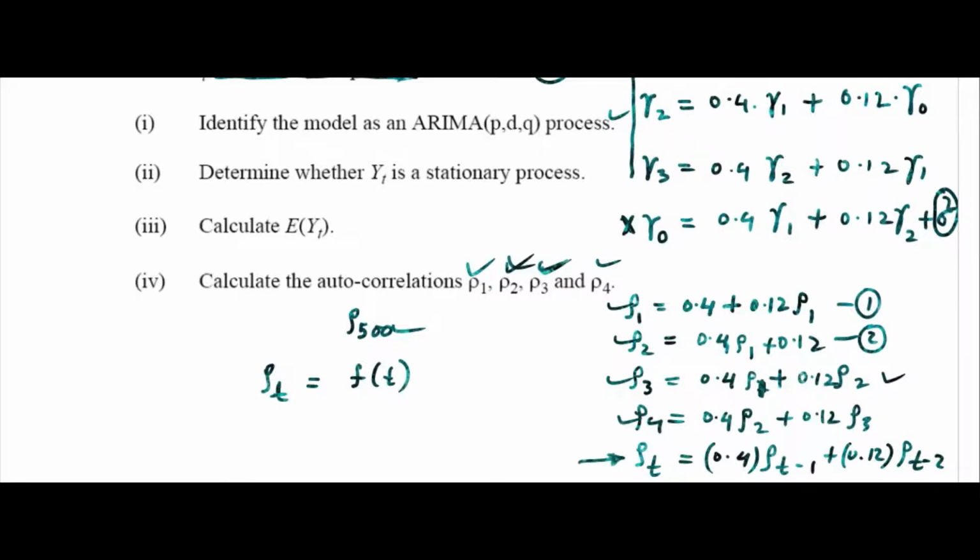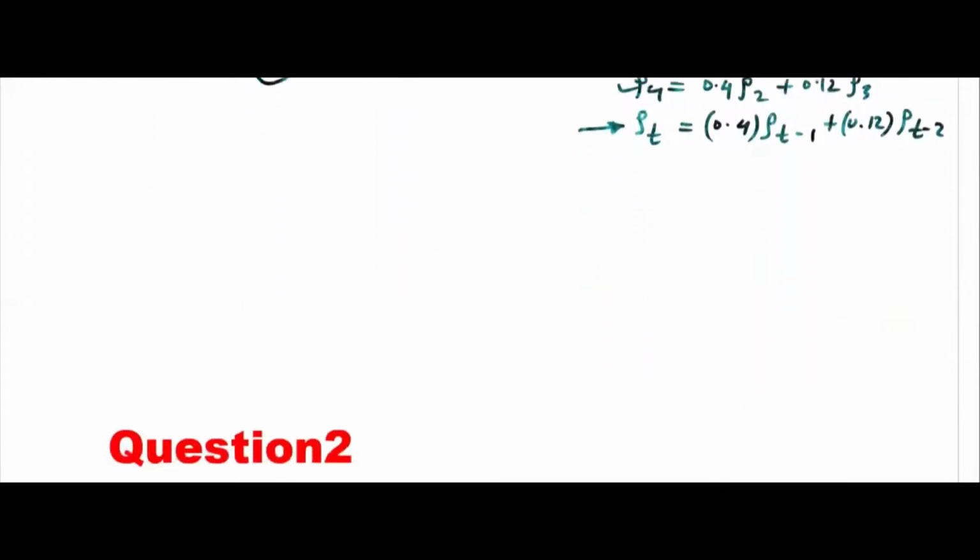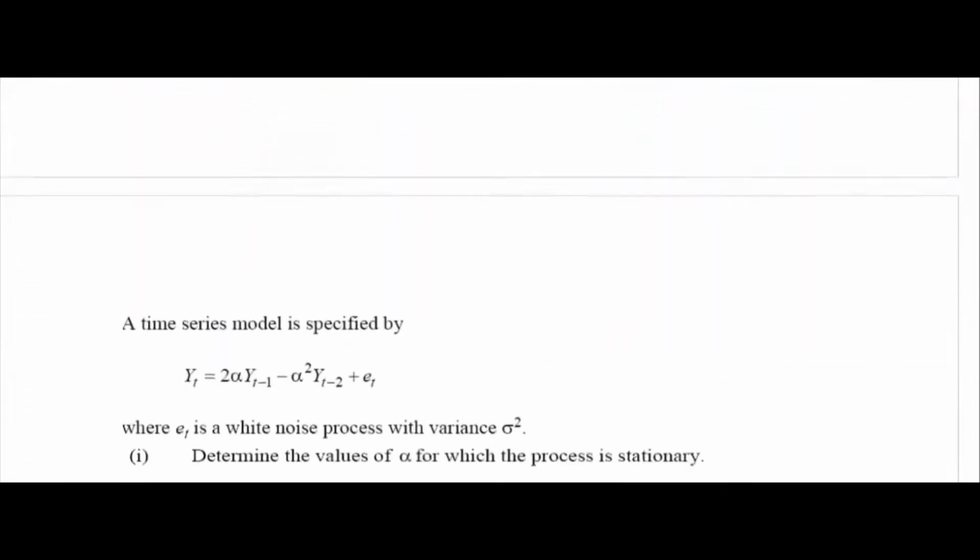You need to solve it. If you solve it, you will be able to express rho t in terms of t, where you can directly put the value and get the answer. That's why you have to solve this one. But in this question, no such method is required. Okay, let's move to question 2.